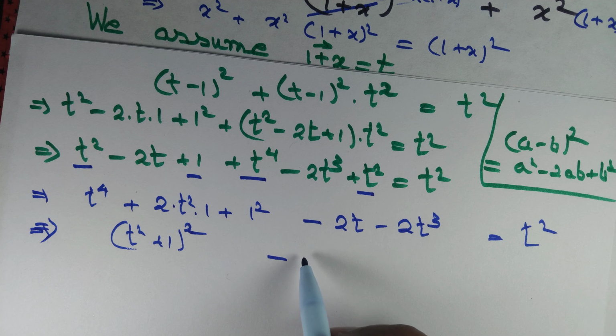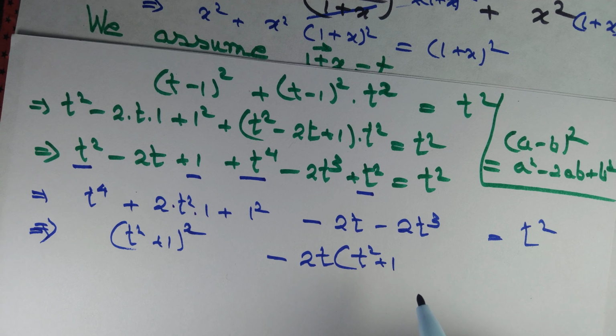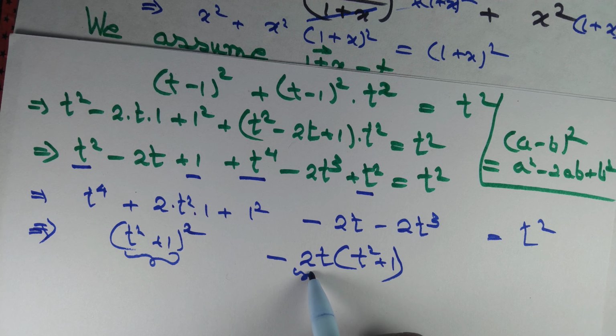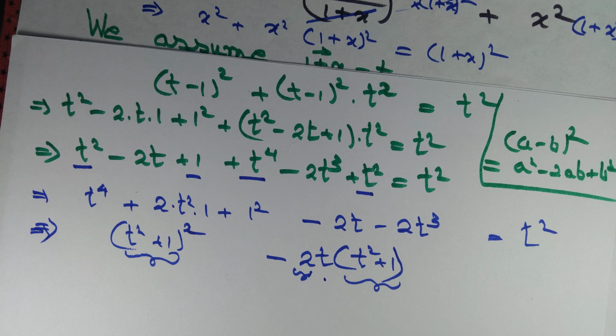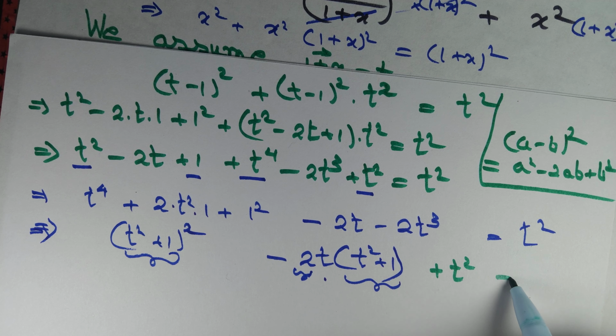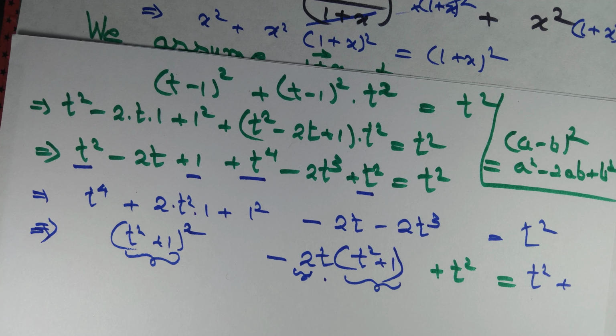Now if I take minus 2t common, then again I'll get t square plus 1. If you notice, once again it is of the type a square plus 2 into a into b. So I need b square. But I don't have b square to make it a perfect square. But see, I can add b square to both sides. So plus t square equal to t square plus t square.